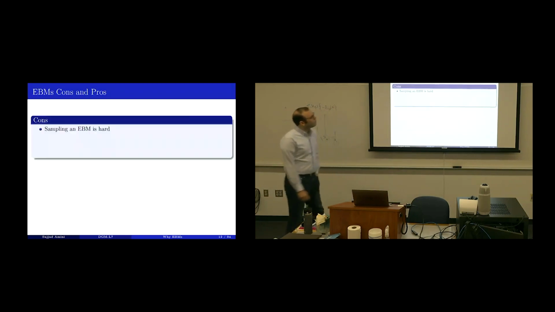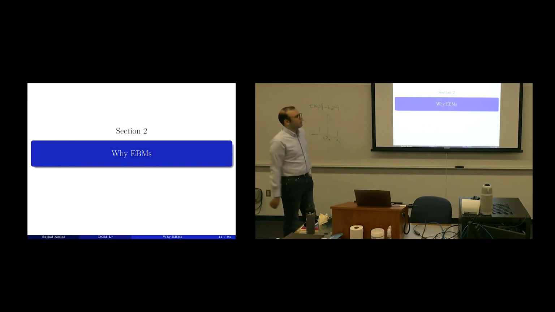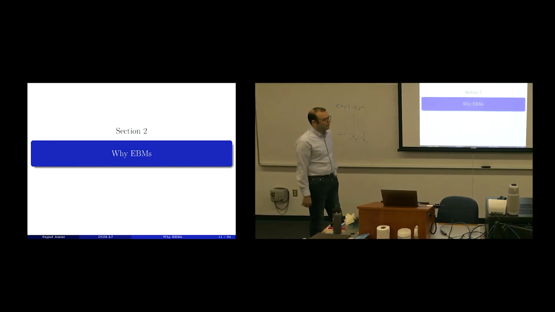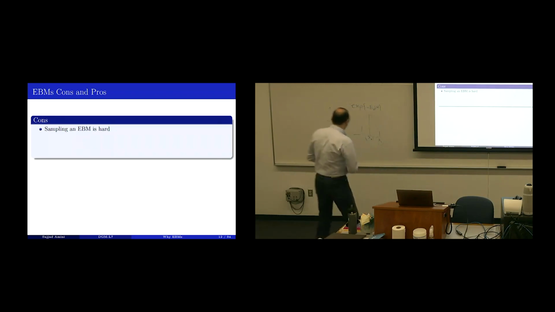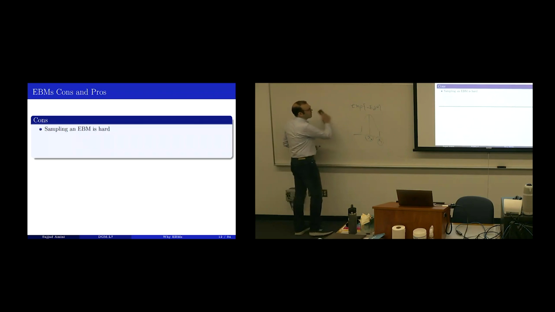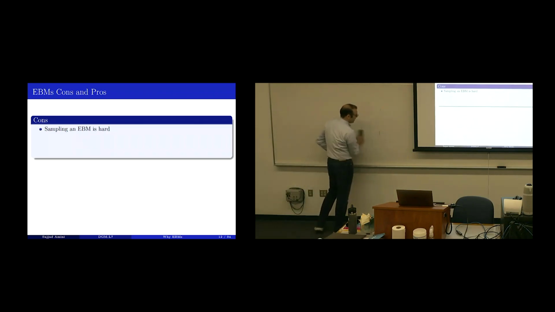Now we want to know why we use these types of modeling. Although we have lots of different generative models, why do we use the energy-based model? In this presentation, I start with cons and pros to get better intuition of the models. The first con is this: assume that everything is trained, and you have a great model that can model the probability for you.